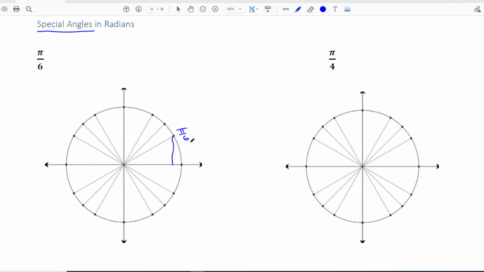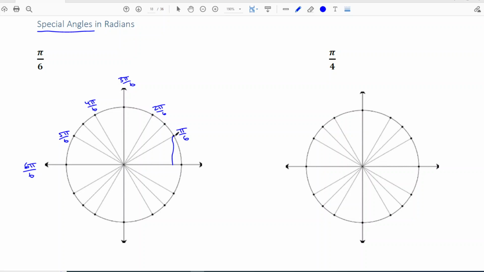Now, you can count, pi by 6, 2 pi by 6, 3 pi by 6, 4 pi by 6, and 5 pi by 6, and that'll work. And then this would be 6 pi by 6. And that'll work to figure out kind of where things are, because just like the pi by 2s, the quadrantal angles, we're going to have to figure them out as coterminal angles as well.